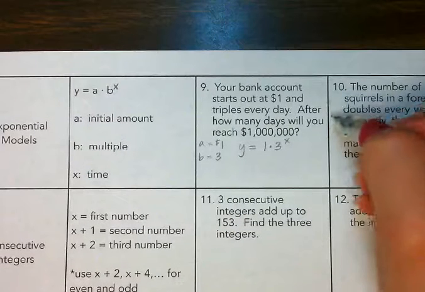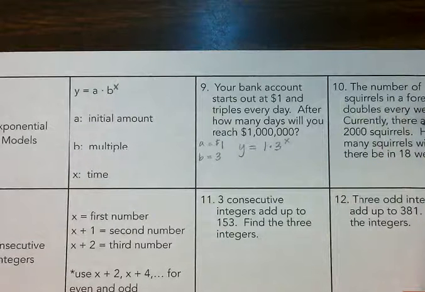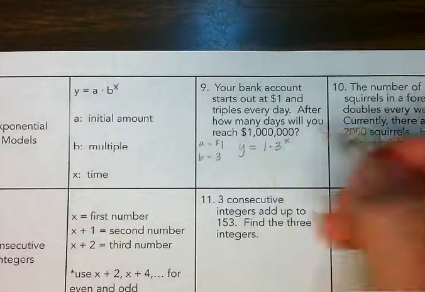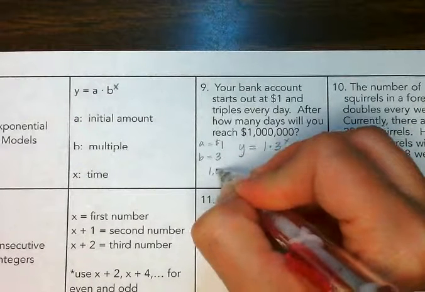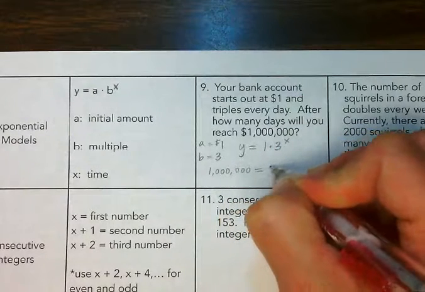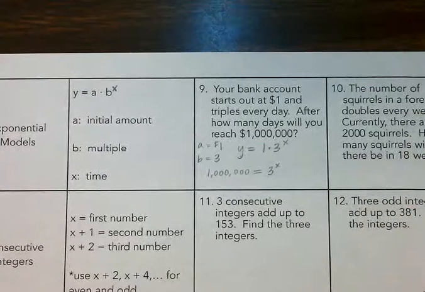Now it says after how many days will you reach $1 million? I might have said 1,000 a second ago, sorry. So that is going to be the amount. This is the y. So we want this to be $1 million. So 3 to the x. We want to know what x has to be in order for 3 to the x to be $1 million. And what we did back in Unit 1 is we just did some guess and check.